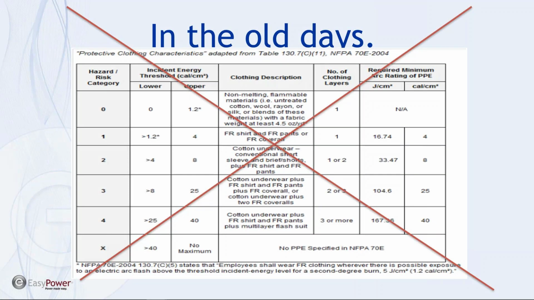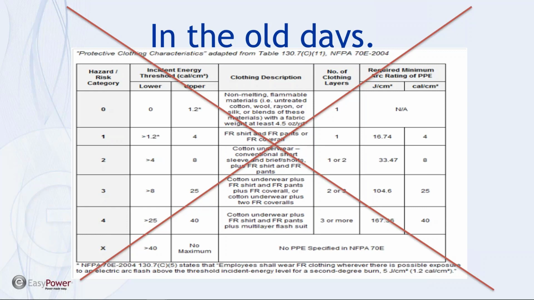Well, in the old days, here's the way it used to work. We would calculate the incident energy, and we take this table, and if that incident energy fell between these two columns, the lower energy and the higher energy, then that told me what category of PPE I needed to wear. Now, this table is no longer available in the standard, the term HRC is no longer allowed, and we cannot use it in reference to any designation of the PPE.